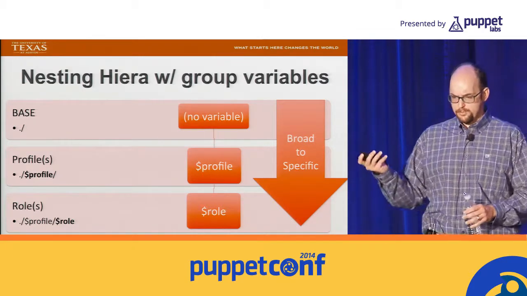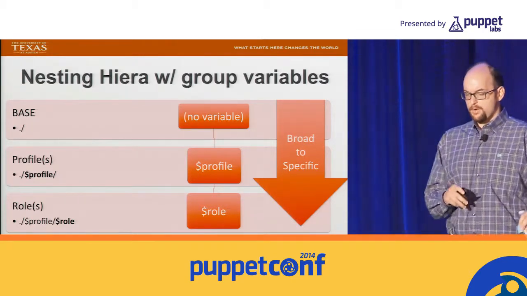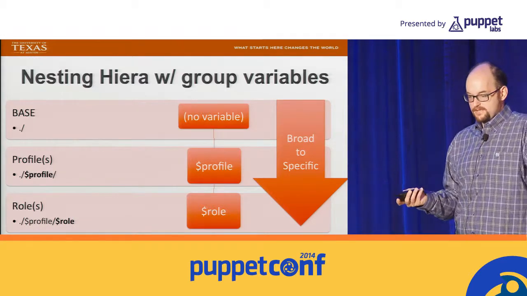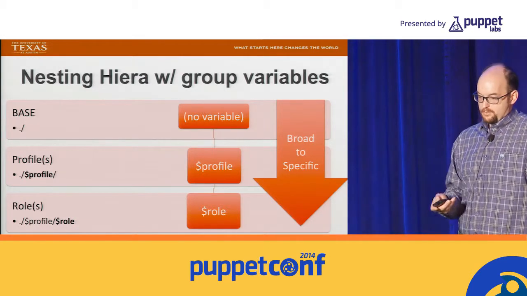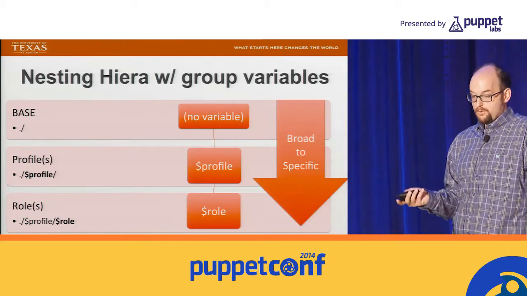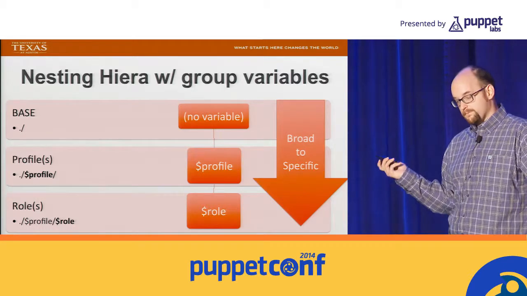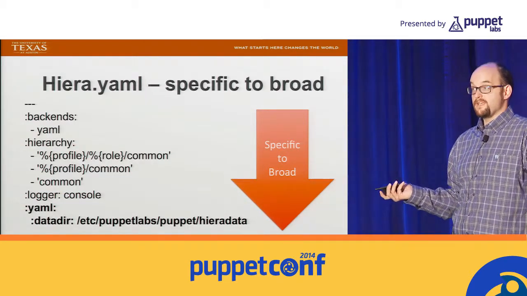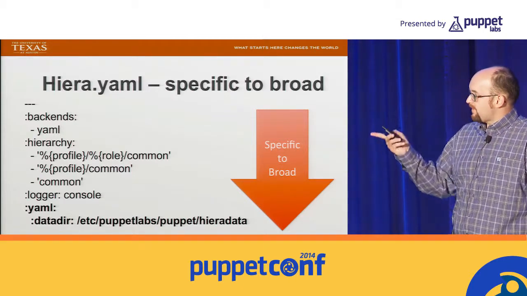And so just to show you another picture of this, basically, if you look at an abstract version of this, the base, again, has no variable. The profile has a profile variable. And then the role is profile/role. And here's the actual YAML in case you guys wanted to do this. And I've highlighted the bottom.